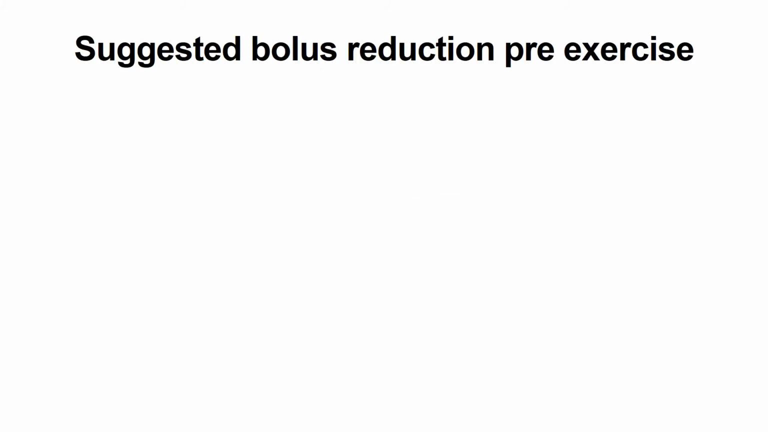If you think about how we exercise, then often exercise is within 2 or 3 hours of eating, and it's therefore key to reduce the insulin dose with the meal in the 2 or 3 hours prior to activity.